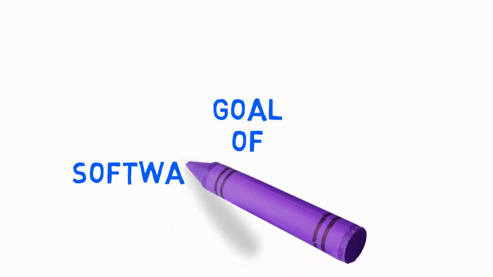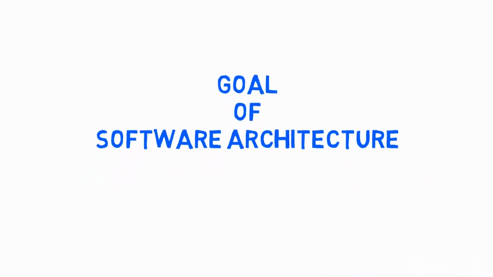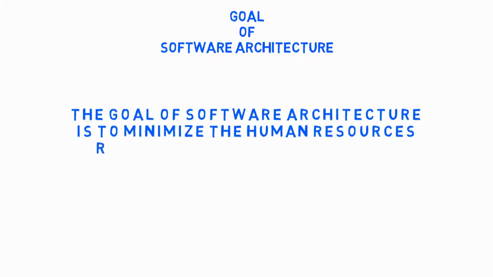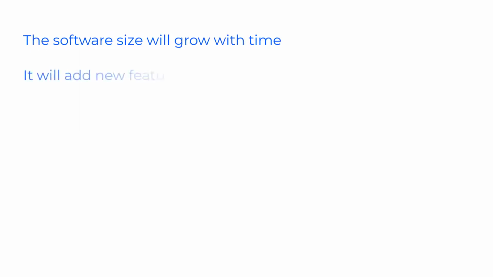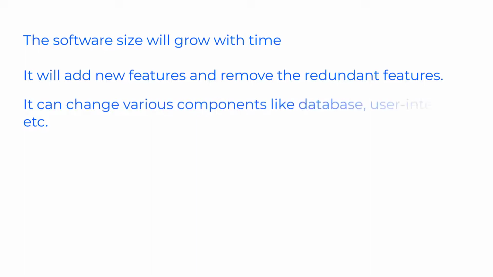Let's understand the goal of software architecture. The goal of software architecture is to minimize the human resources required to build and maintain the required system. Remember that the software size will grow with time. It will add new features and remove the redundant features. It can change various components like database, user interface, etc.